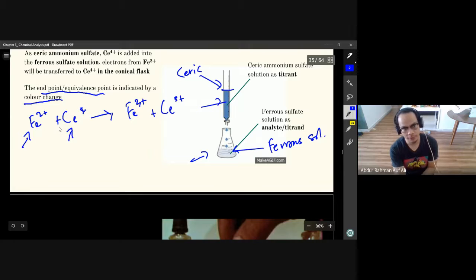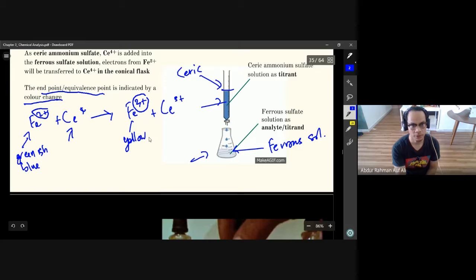Okay, so if we titrate using this ferrous solution with this ceric sulfate, if we want to know when the end point is, we do not need to add any other indicator solution. Why? Because the change in oxidation state, the change in this electrical charge, will bring a change in color to the solution itself. For example, ferrous Fe2+, its color is greenish blue. But when it loses an electron, it becomes a bit yellowish green.